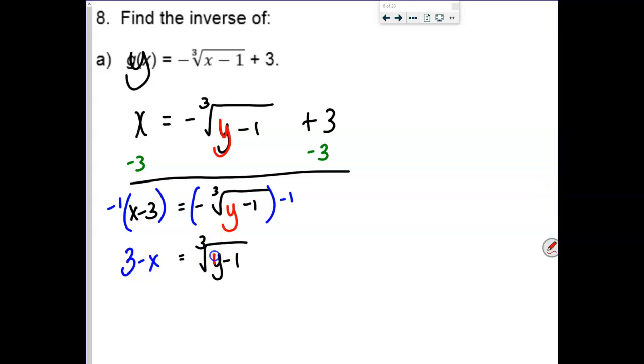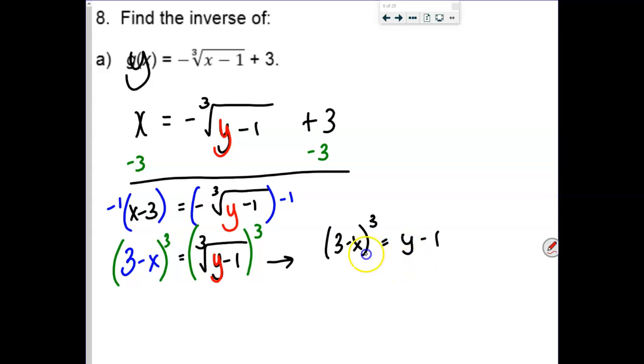Now would be a good moment to cube both sides, because it's a cube root. And this is where it's good to be a math teacher, because I get to tell you, you don't need to expand that out. Please don't, because it's nasty. 3 minus x times 3 minus x times 3 minus x is not a small problem. So let's leave it like that. Right now I have the quantity 3 minus x to the 3rd power equals y minus 1.